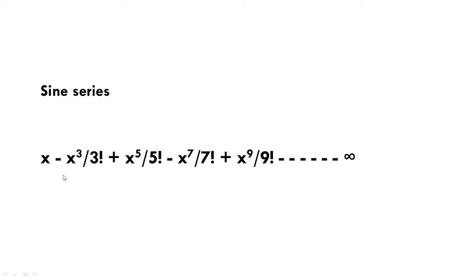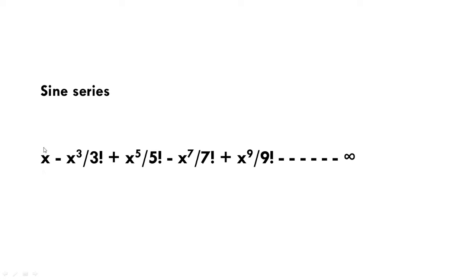The sine series is nothing but the sum of the terms till infinity. The terms are like x, minus x raised to 3 divided by 3 factorial, plus x raised to 5 divided by 5 factorial, minus x raised to 7 divided by 7 factorial, plus x raised to 9 divided by 9 factorial, and so on till infinity. This is the sine series.